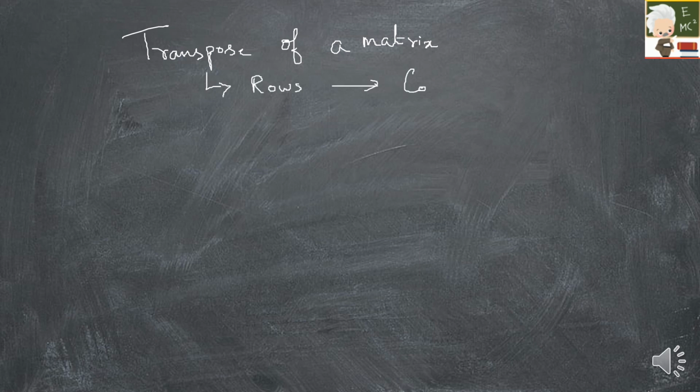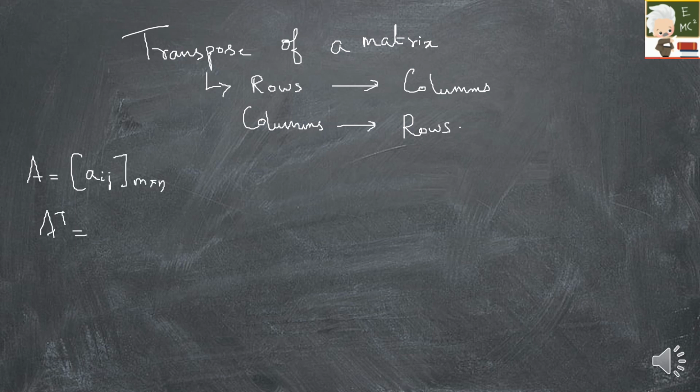Next we are going to see about the transpose of a matrix. So what does transpose mean? Your rows are converted into columns and your columns are converted into rows. So for example, if my A is equal to Aij of order m into n, then my A transpose would be Aji of order n into m. So this is how.